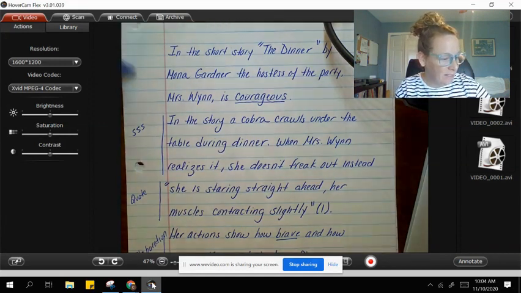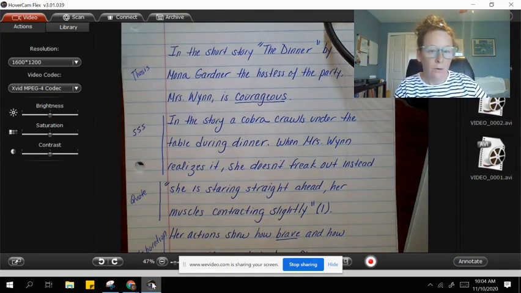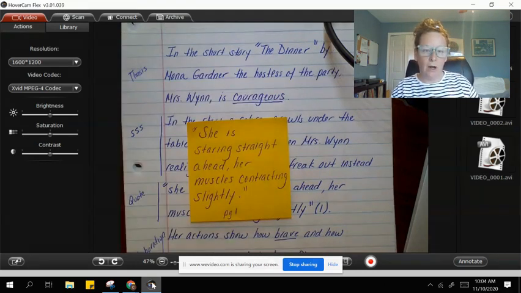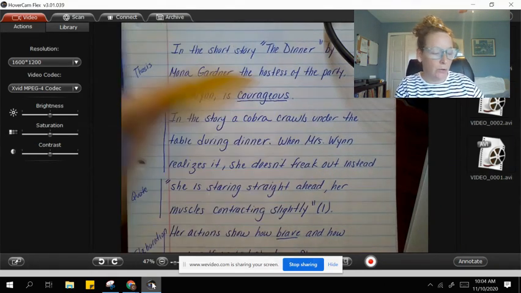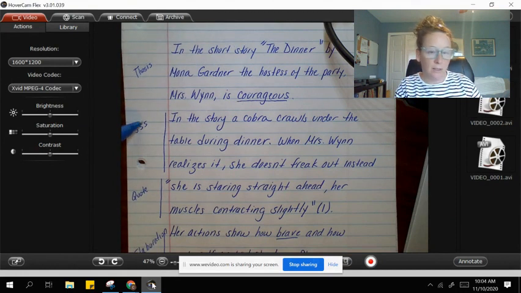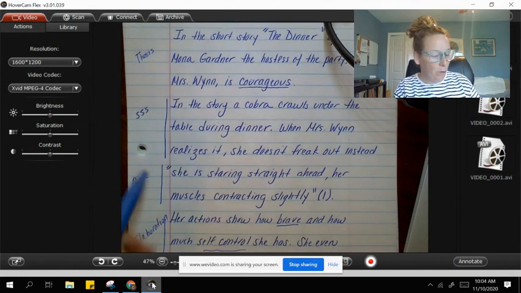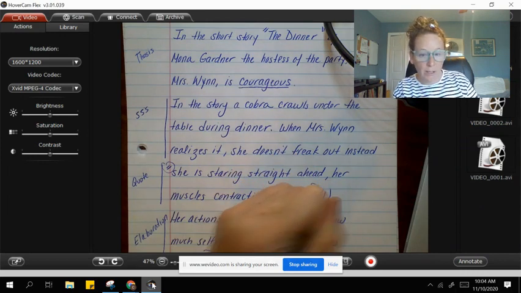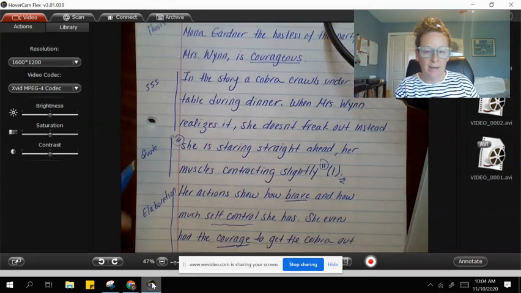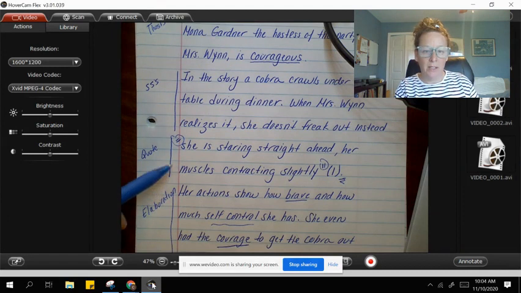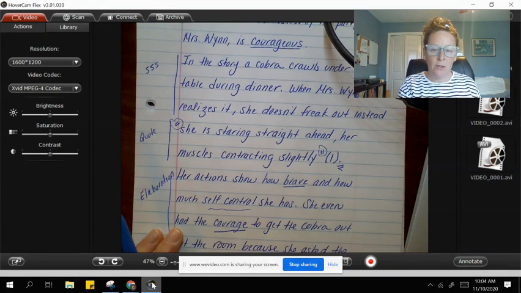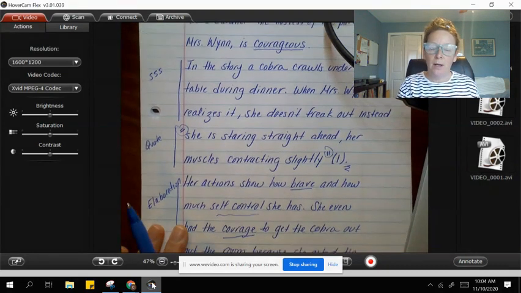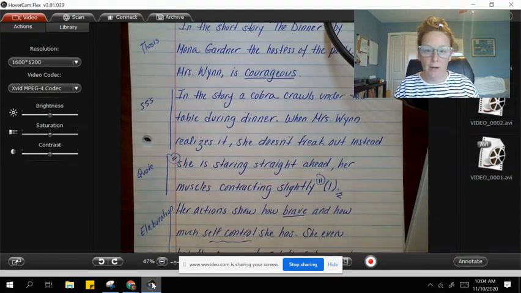We have the thesis. We have our first quote, and we didn't just plop the quote here and call it done. We used the scene, the speaker, and the situation. We set up the quote, noticing we're using quotations, parentheses, and the period there. And then we show how this quote demonstrates her courage. Okay? So that is the first part of how to write your character analysis.